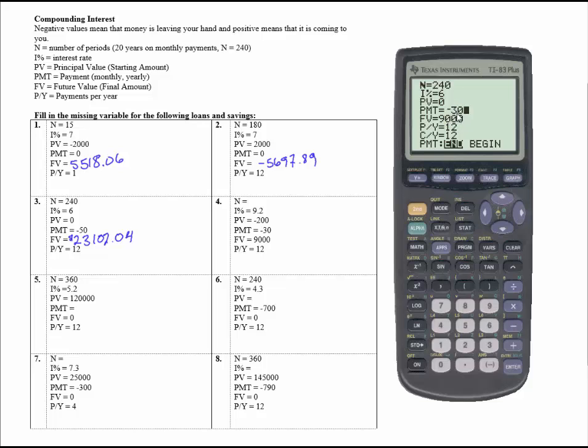We're going to make $30 a month payments. The interest rate, ooh, that's a good interest rate. Look at that. We're starting off with negative $200. That means we've invested $200, and it's a 9.2% interest rate. And now when we hit solve, it's telling us we need 149 months of $30 a month, having started out with $200, and to end up at $9,000, we need 149 months, or almost 150.